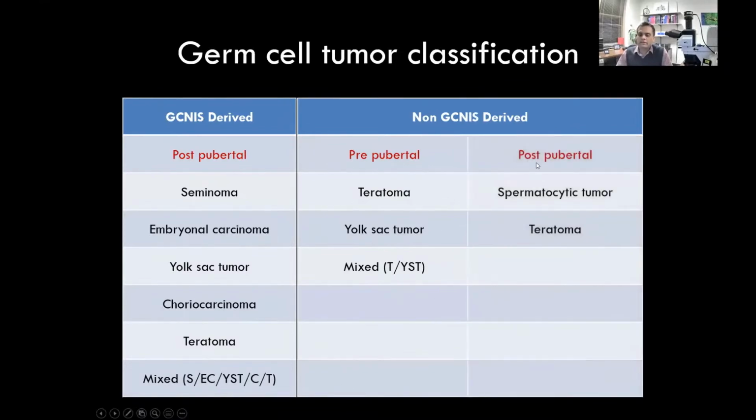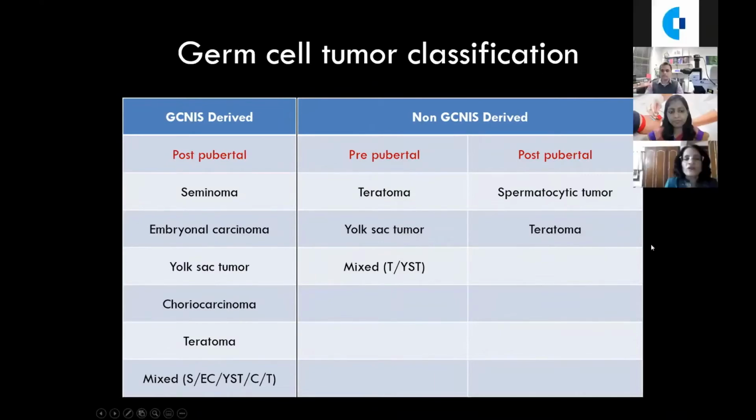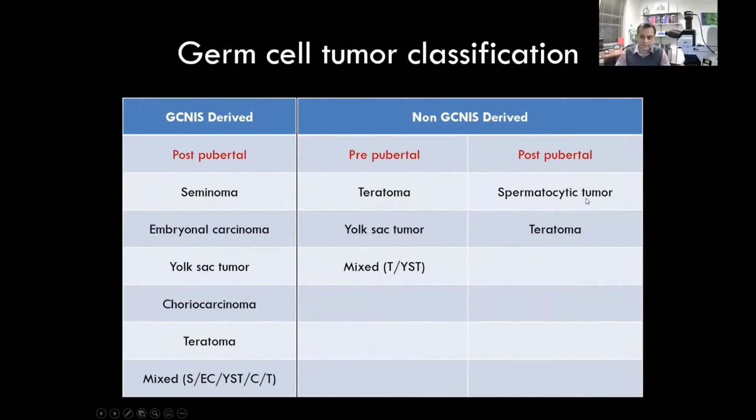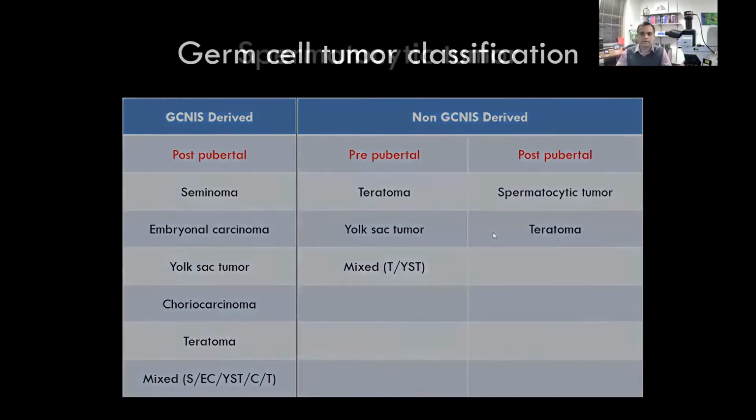And the newest item that is a little bit difficult to understand is actually the postpubertal teratoma, which is a non-GCNIS derived tumor. So we'll talk more about this in detail, but we also should know that the entity that was previously called a spermatocytic seminoma has now been reclassified as a spermatocytic tumor, because this is not a GCNIS derived tumor. It occurs in the postpubertal age group, and it has very little or no metastatic potential, so this should not be classified as a malignancy.